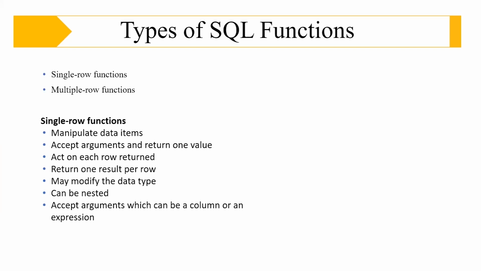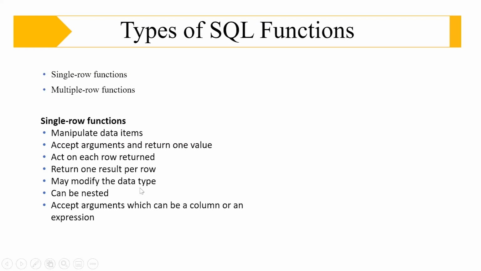Now what is a single row function? It manipulates data items. Like I said, it's a single row, so it manipulates your data item values. It accepts arguments and returns one value. That means one value at a time. It acts on each row returned, whatever row we are getting, and returns one result per row.